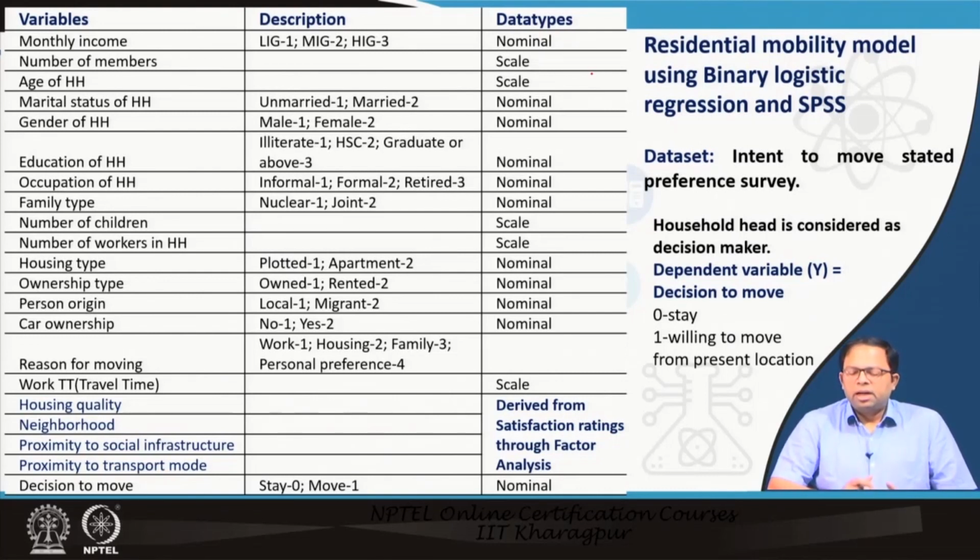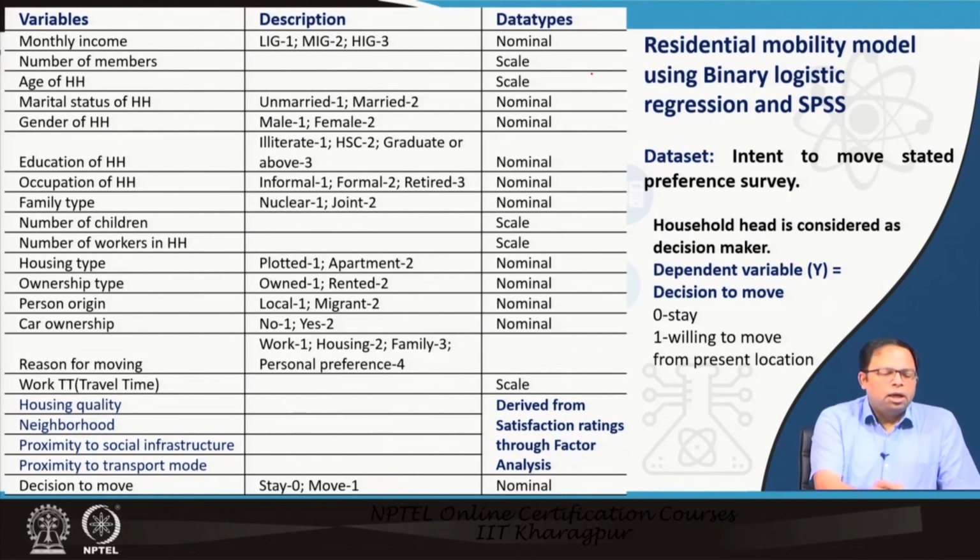The dependent variable is y, which is the decision to move, where 0 means people will stay in that particular area, and 1 means willing to move from the present location. So these are the two options available to us, which is a binary choice. On the left side, we can see the different variables that we have used in our model. For example, we have considered monthly income, number of members, age of the household head, marital status of the household head, whether he is married or not, and the gender of the household head, whether he is male or female. These are the household characteristics that we have considered.